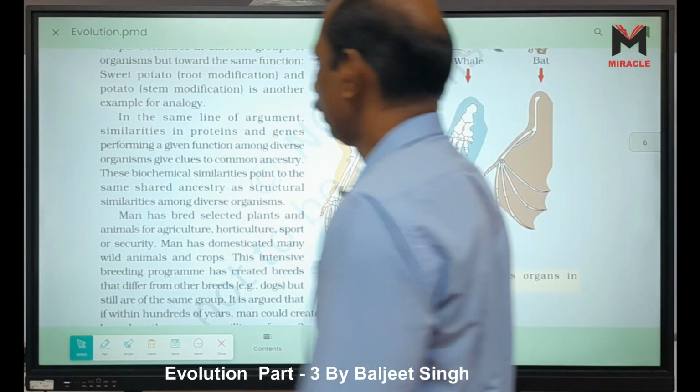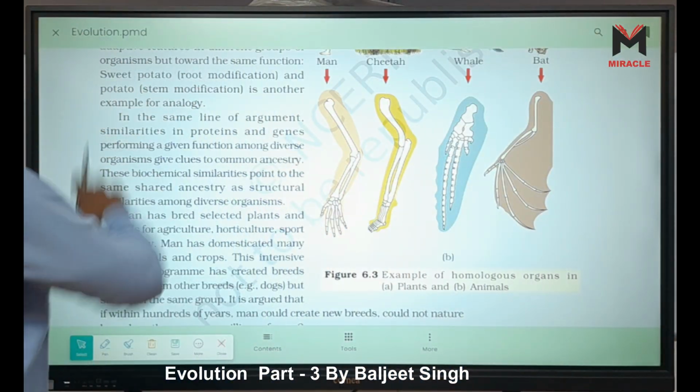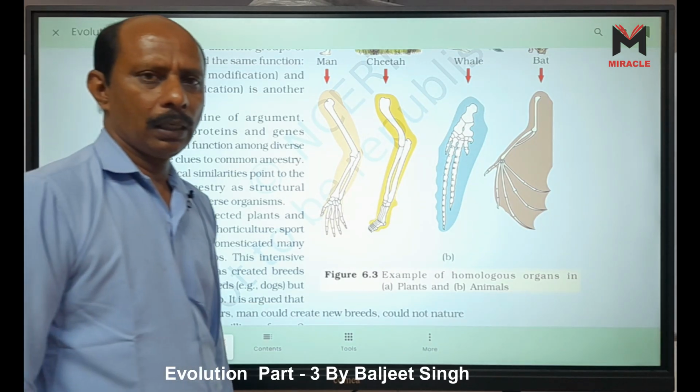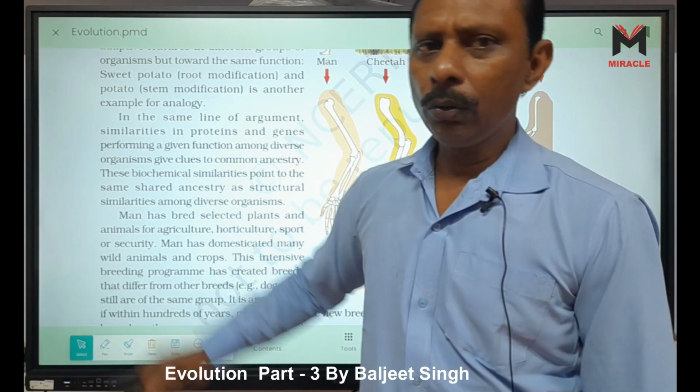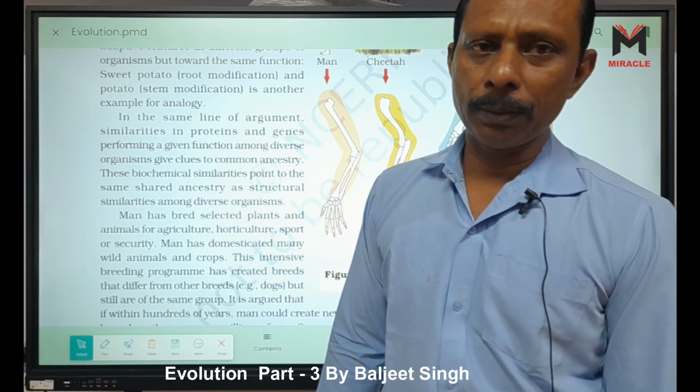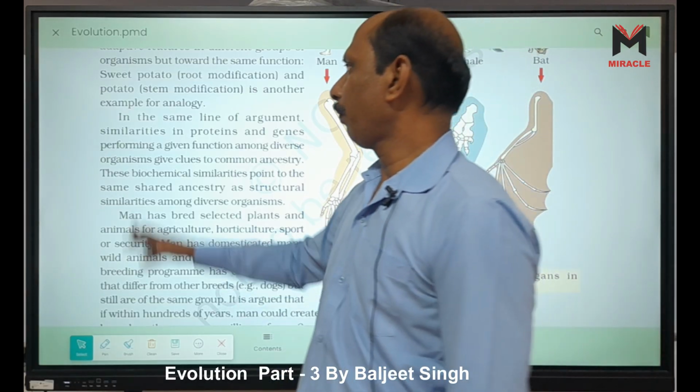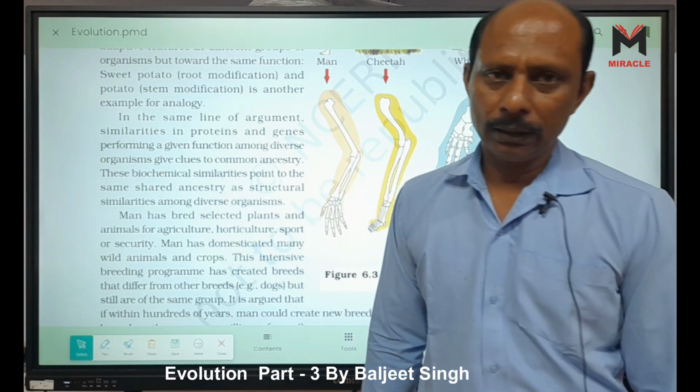One example is given here. Sweet potato is a root modification, and potato is a stem modification, an underground stem modification. They are an example of analogy.